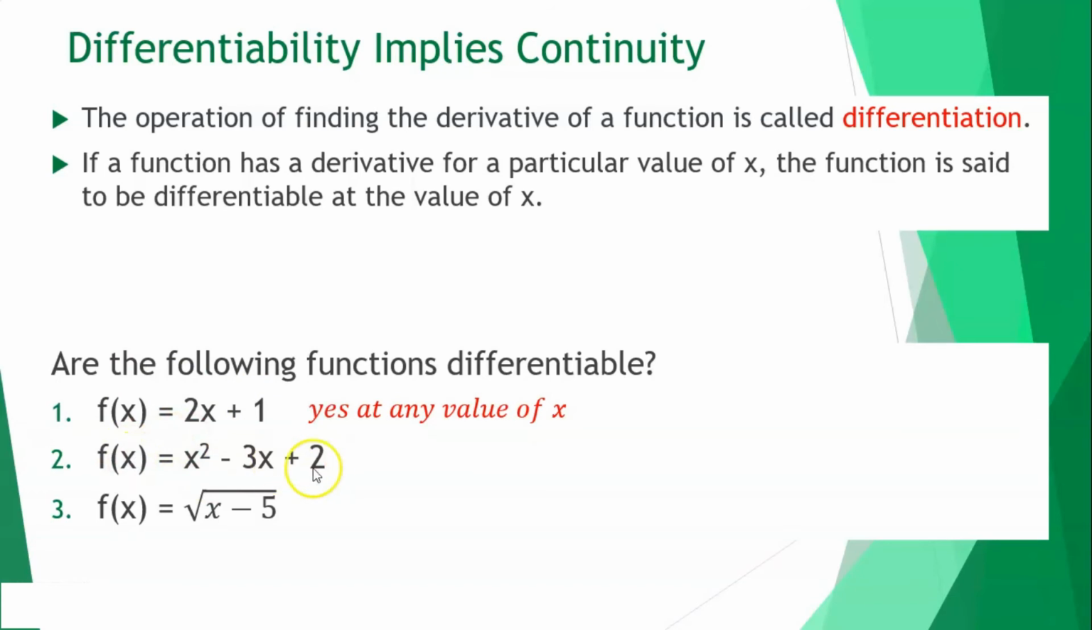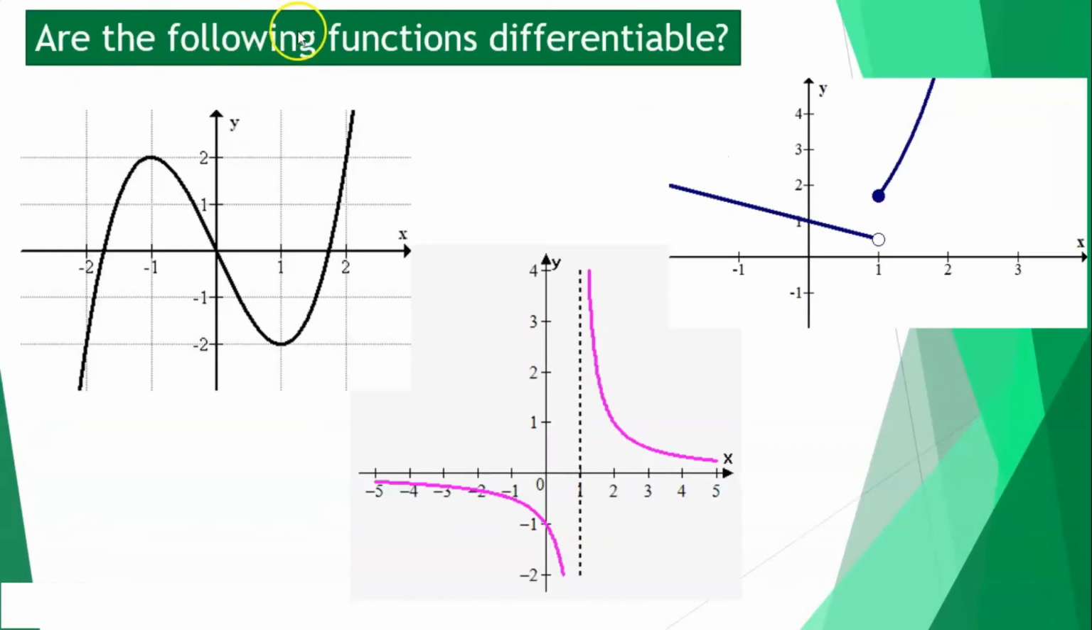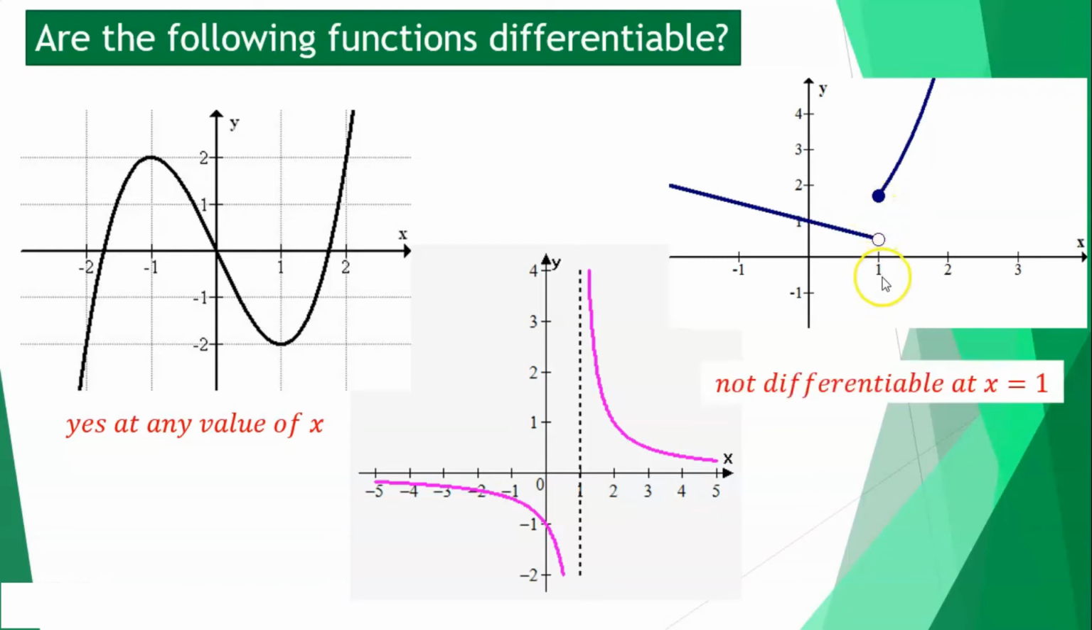Now, what about this parabolic line? It is still differentiable at any value of x. What about number 3? This is a graph of the square root of x minus 5. So this is not differentiable at x equals 0. Let's have more examples of this. Given this, are the following functions differentiable? This is a continuous graph and it's curve-like. So the answer here is yes at any value of x. Now what about this one? This is a jump. It has a jump discontinuity at x equals 1. So this is not differentiable at x equals 1.